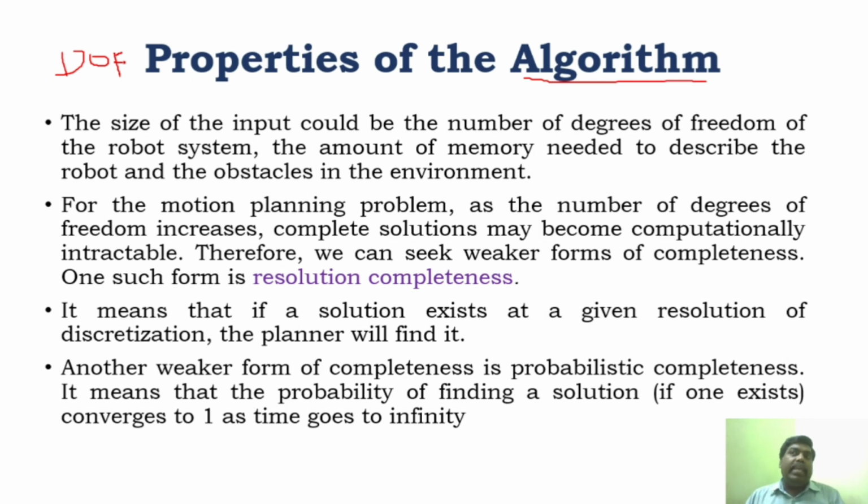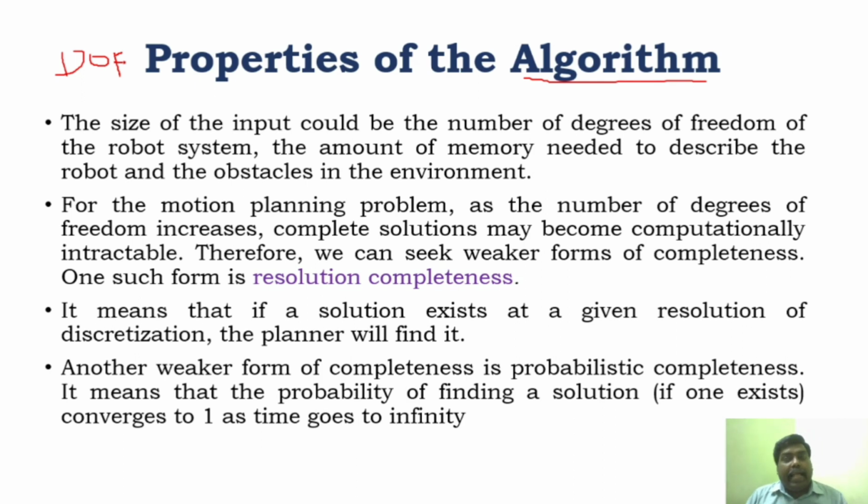Okay, so degree of freedom, as I already said, is a lot of parameters involved. If a lot of parameters are involved, then the complexity of the algorithm increases. If complexity increases, a complete solution is not possible. But there will be a small weakness, right? So it cannot be a complete solution, but there can be a weakness in that completeness.